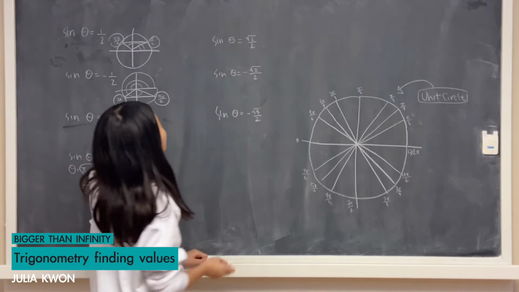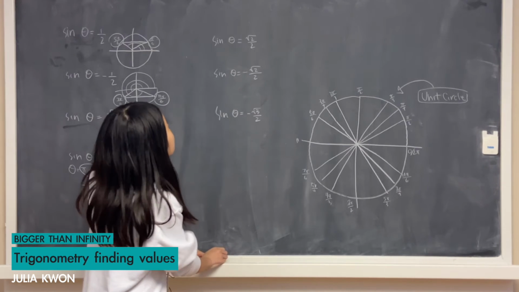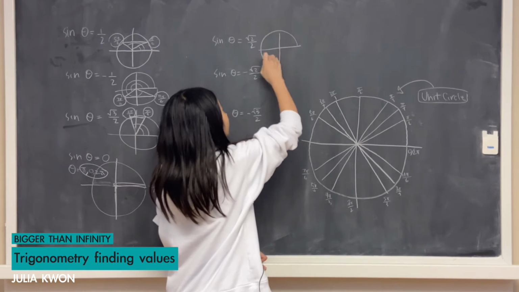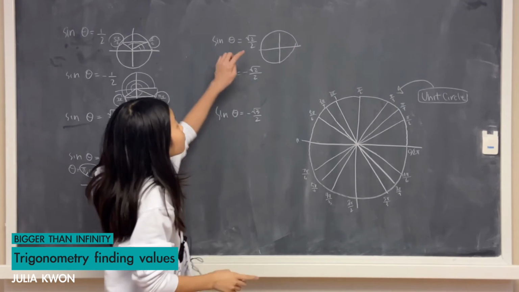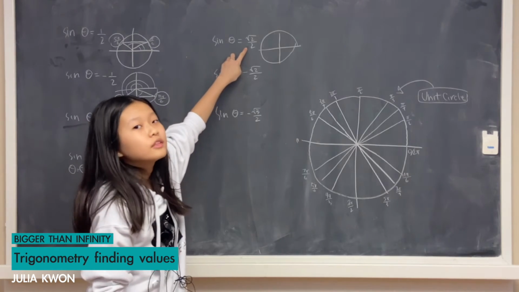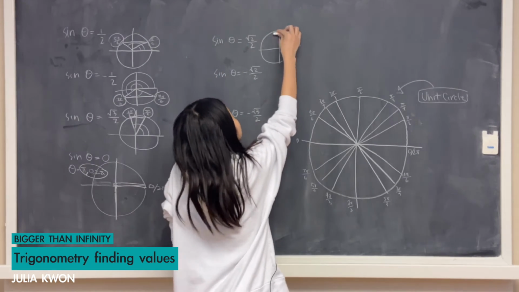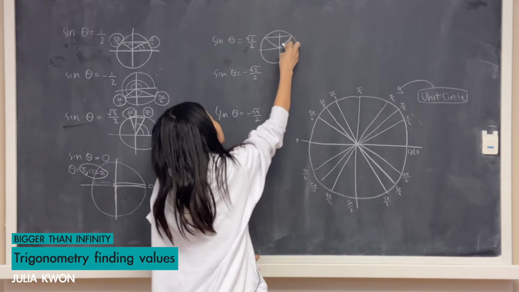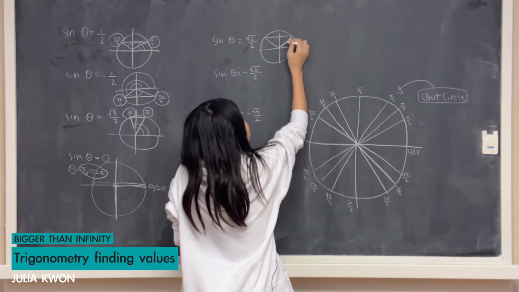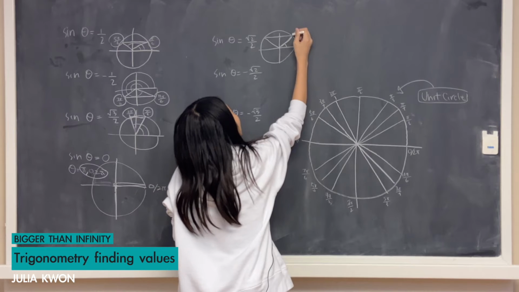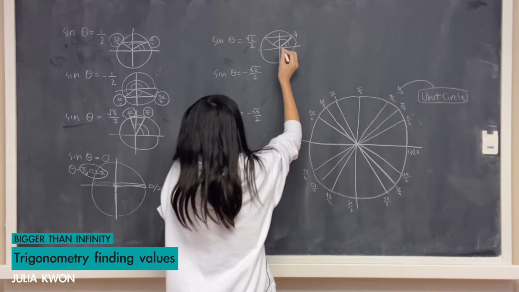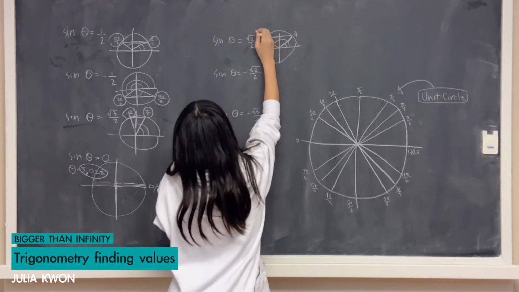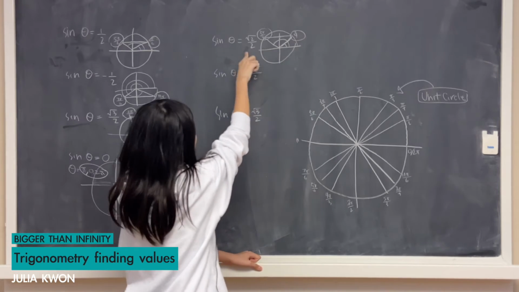So now for sine theta equals square root of 2 divided by 2. The point square root of 2 divided by 2 would be at this point here. You can form 2 lines, and this radian is pi over 4, and this radian here is 3pi over 4. And so these two are the radians for the theta in this equation.